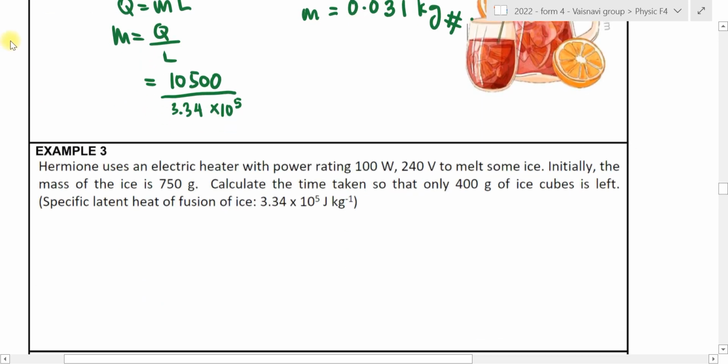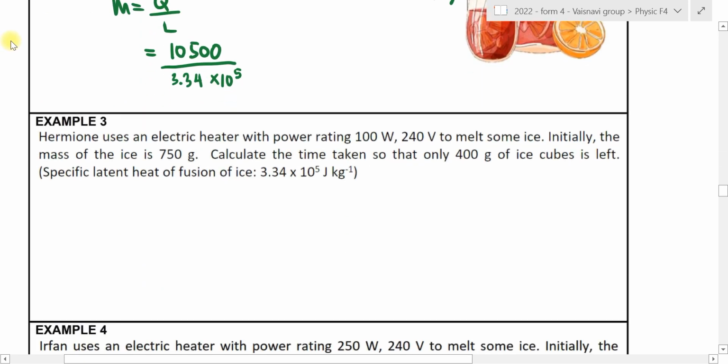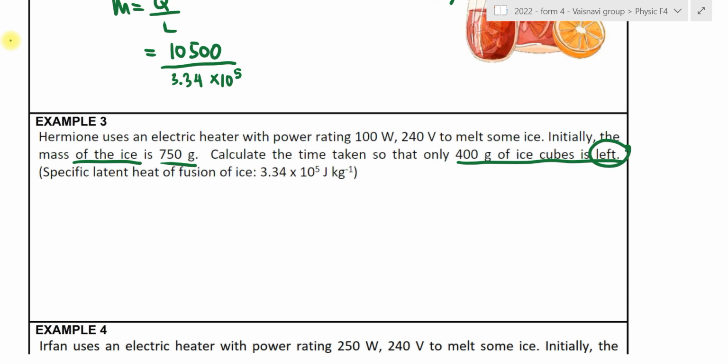Okay, next one. Hermione uses an electric heater with power rating 100 watt, 240 volt, to melt some ice. Initially, the mass of the ice is 750 gram. Calculate the time taken so that only 400 gram of the ice cube is left. Kalau 400 is left, berapa yang melt? Mass of the ice that has been melting.